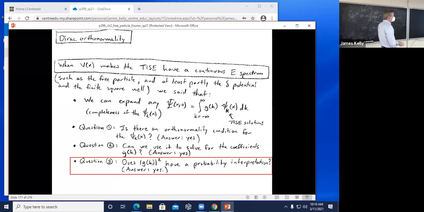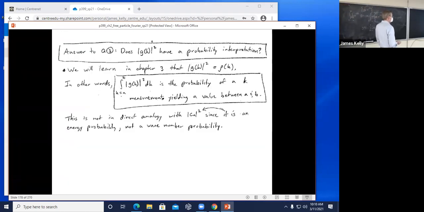The third question that I wanted to ask again before is, the magnitude of Cn squared has a probability interpretation according to Griffiths, and we're going to formalize that in chapter 3. What about these coefficients, the magnitude of g of k squared? And the answer is yes, they're going to be our rho of k, rho as a function of wave number. If we wanted, wave number is a dynamical variable that we could talk about. It's almost the same thing as momentum, right? p equals h bar k.